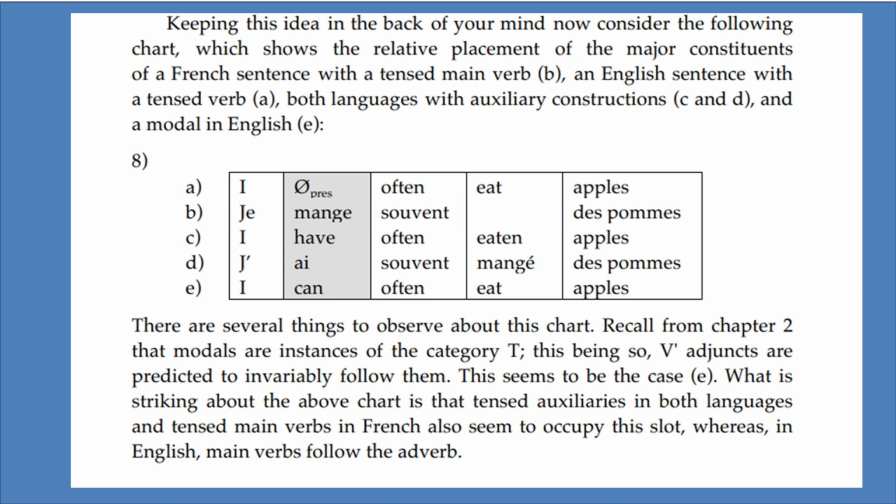Now, there are several things to observe about this chart. Recall from chapter 2 that modals are instances of the category T. This being so, VP adjuncts are predicted to invariably follow them. This seems to be the case. What is striking about the above chart is that tense auxiliaries in both languages and tense main verbs in French also seem to occupy this slot, whereas in English, main verbs follow the adverb.